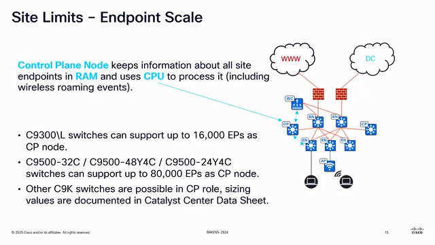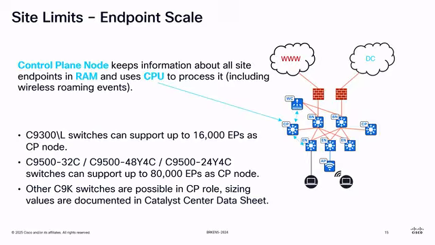First one is the control plane node scale. Right? So control plane is where the LISP database is located. And the control plane node stores the endpoint information in RAM. And it's using CPU to answer the queries, right? To do the database lookup and answer the queries.